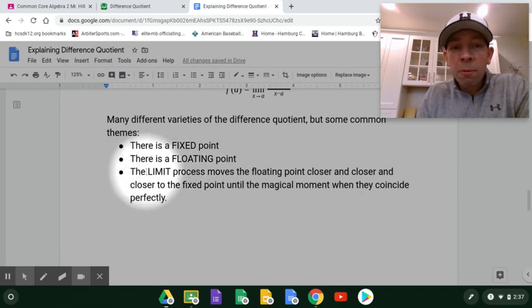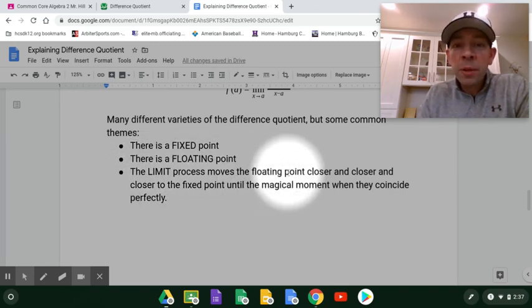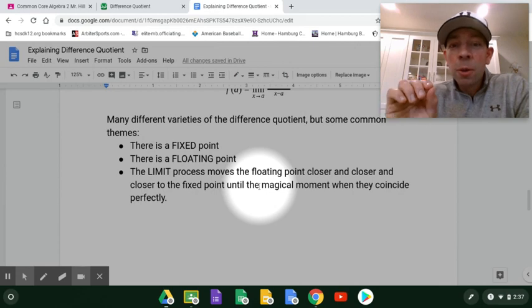And hopefully you've already dealt with limits here. Why is there a limit sitting in the front of that fraction? Well, the limit process is what moves that floating point closer and closer and closer to that fixed point until we get to that magical moment where they coincide perfectly.